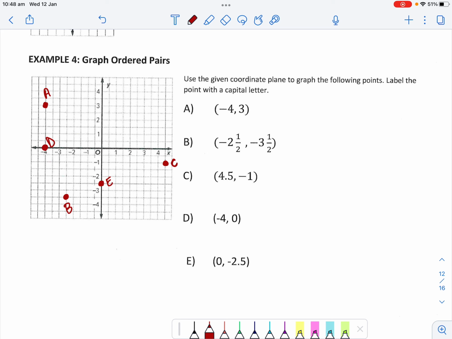Plotting points is probably something that we're all pretty comfortable with at this point. Now we're just adding the quadrants and being able to identify where points are on the coordinate plane and being able to use them in a little bit different way. We will practice with some graphing, and we will practice identifying quadrants and identifying points.